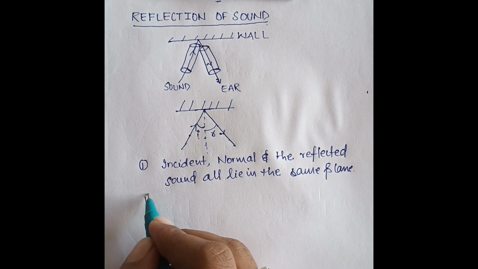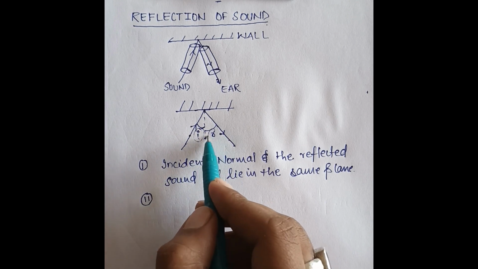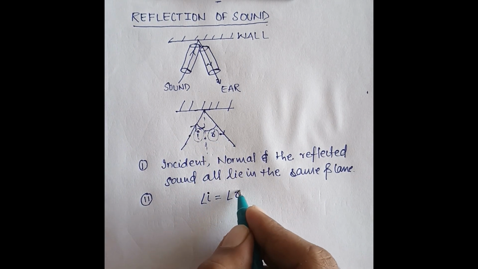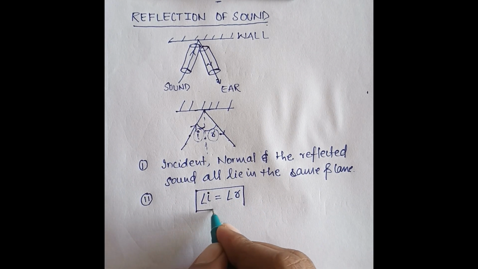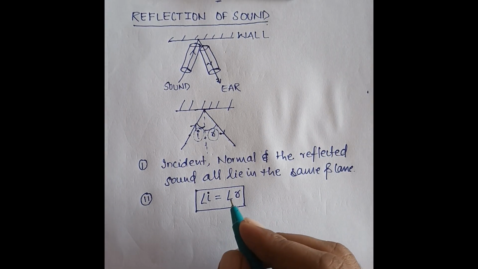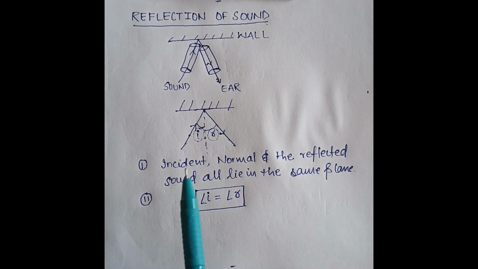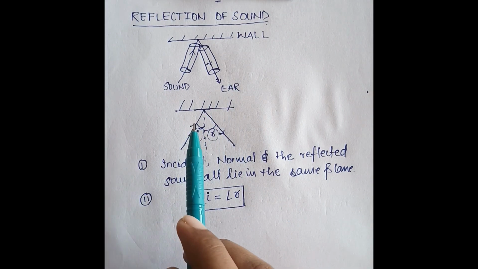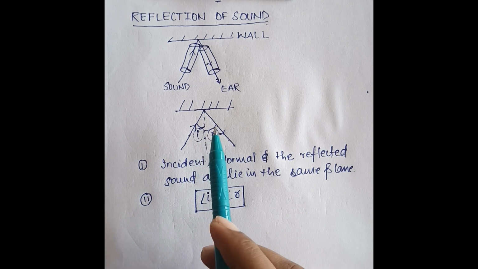The second law says that the angle of incidence is equal to the angle of reflection. These are the two laws that we study in the case of light as well. There we study the laws of reflection of light, and here we are studying the laws of reflection of sound. Now, in the reflection of sound, we will study a few more things: one is echo and the other is reverberation.